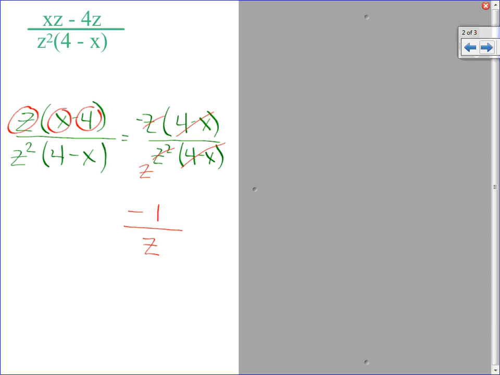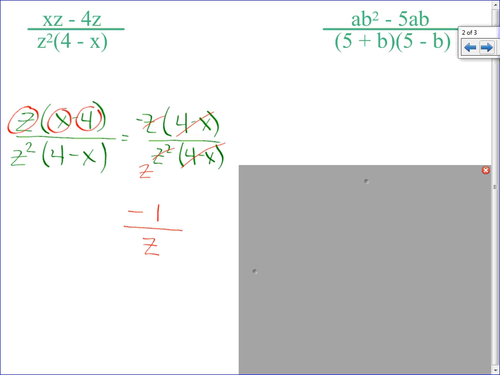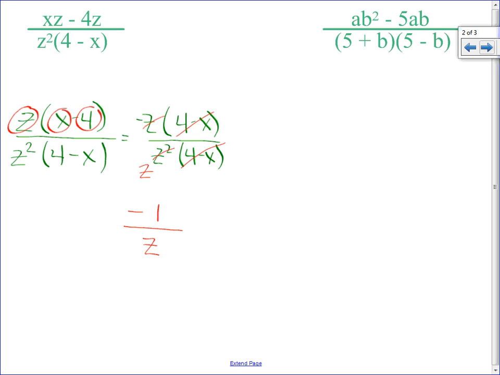Okay, let's try this one. What should we do first on the numerator? Yep, so we've got AB out front. What's left? B minus 5. Okay, on the bottom we have 5 plus b and 5 minus b.